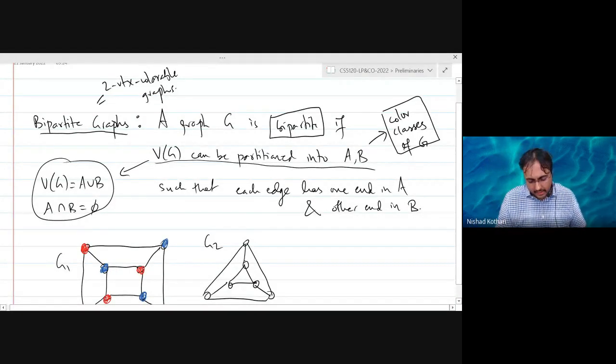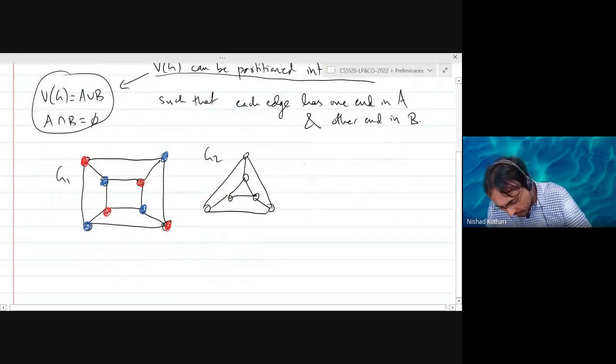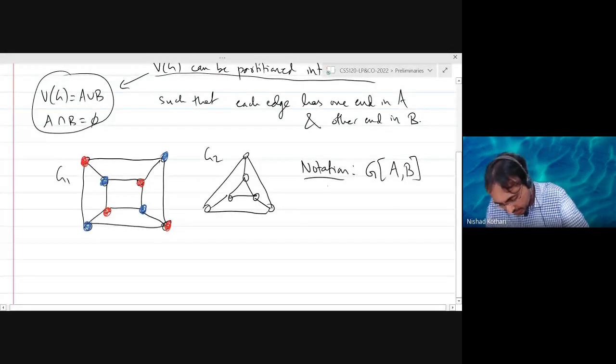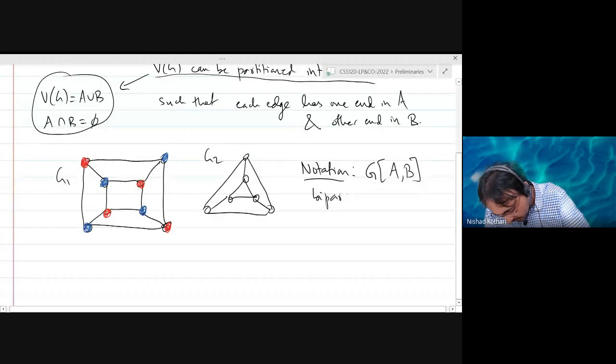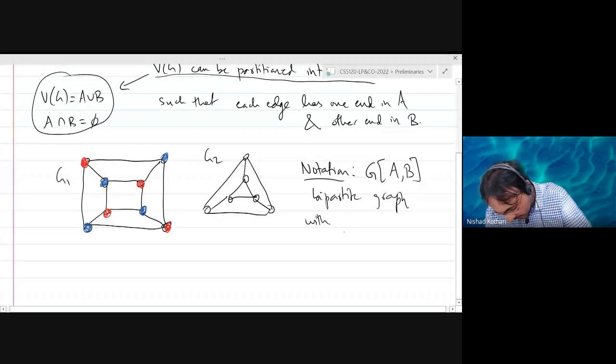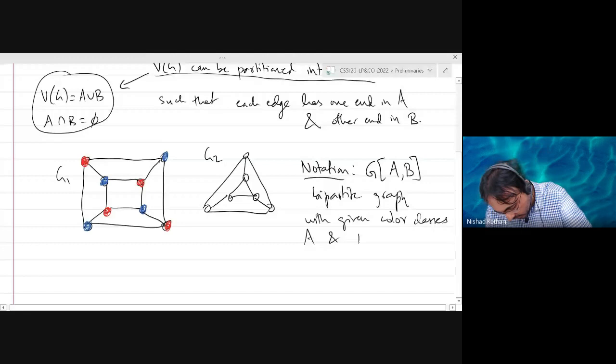Often we will be given the partition. So in that case, we will use the notation G(A, B) is a bipartite graph with given color classes A and B.